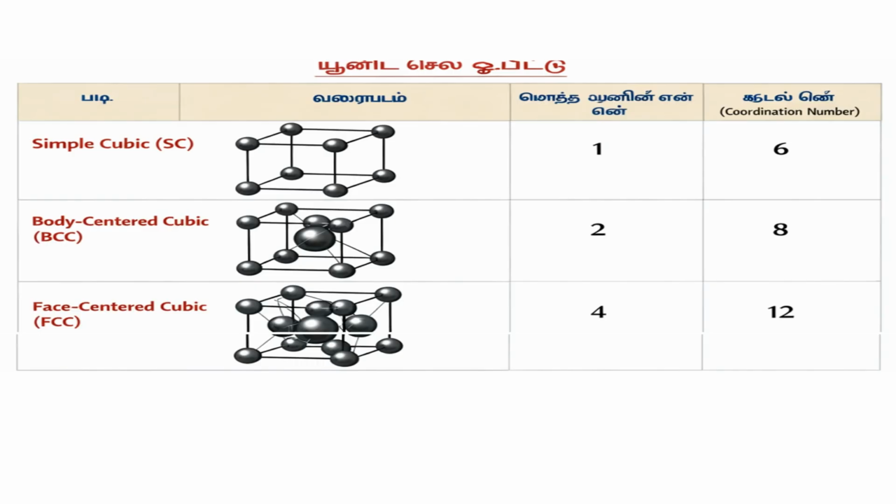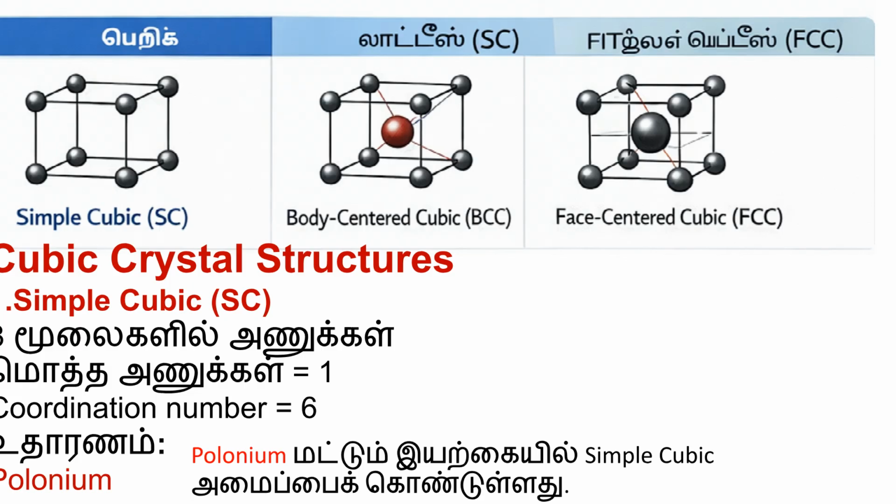This table summarizes key characteristics of the three unit cells, including the total number of atoms and the coordination number for simple cubic, body-centered cubic, and face-centered cubic structures. In a simple cubic structure, atoms are only at the 8 corners, resulting in one total atom per unit cell and a coordination number of 6. Polonium is the only element that naturally forms this structure.